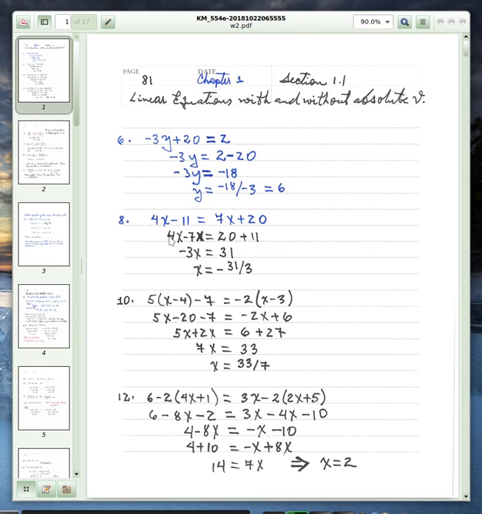Next step, 4x minus 7x is negative 3x, and 20 plus 11 is 31. The next step is just moving negative 3 from a multiplying position to a division position. And the final answer is minus 31 over 3.